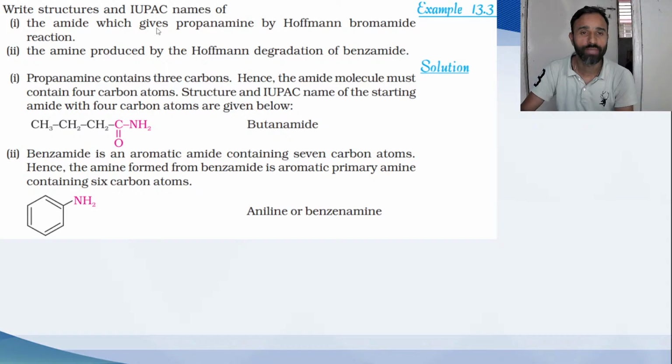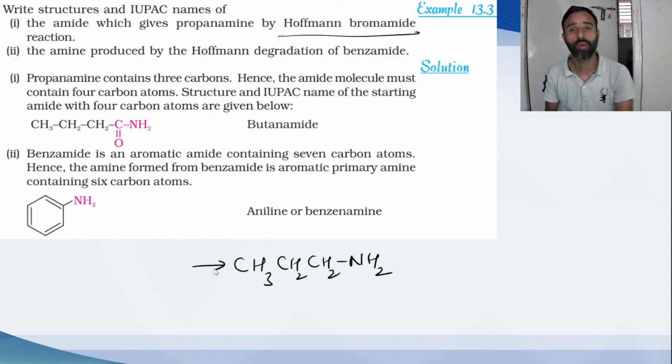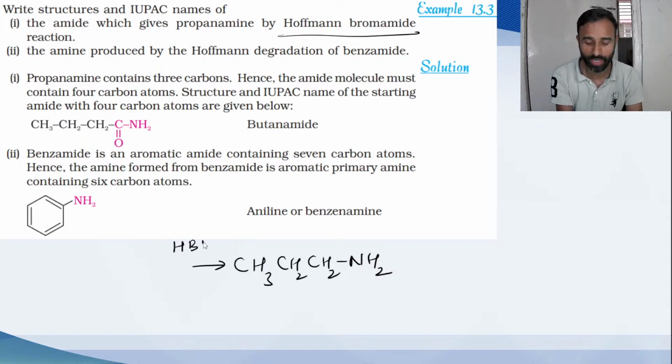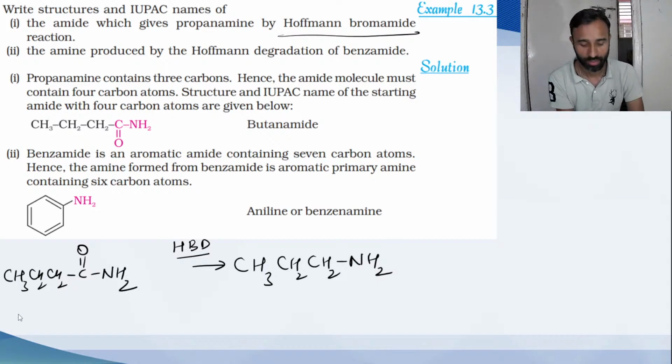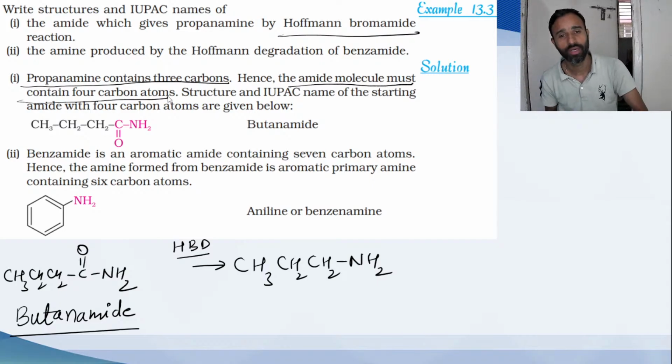Write the structures and the IUPAC names of the amide which gives propanamine by Hoffmann bromamide reaction. See, propanamine, CH3CH2CH2NH2. To get it from amide by Hoffmann bromamide reaction, we know the CO group is completely removed. So this is the amide, that is butanamide. Propanamine contains 3 carbons, and the amide molecule must contain 4 carbons because one CO is also there.